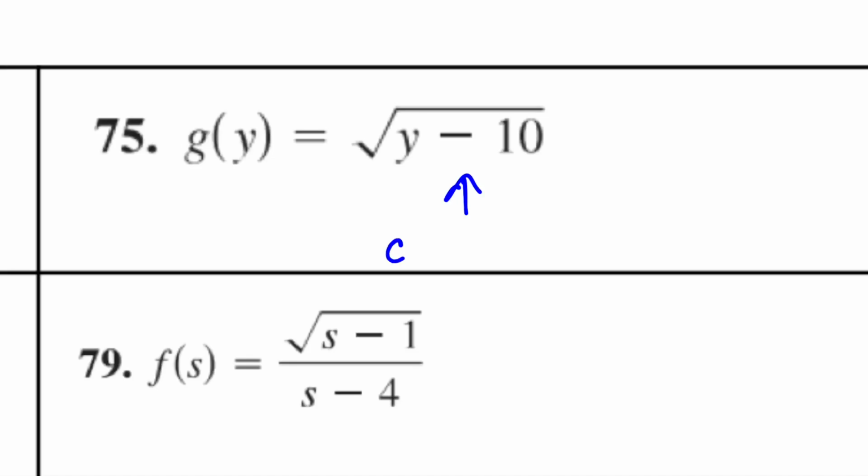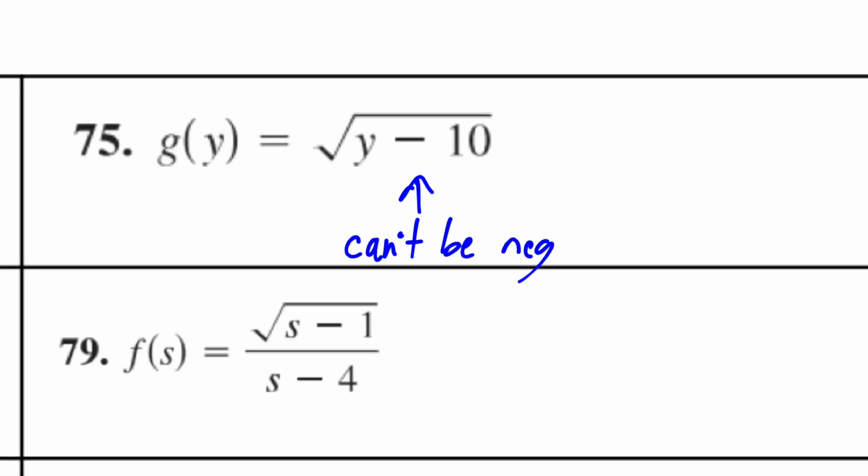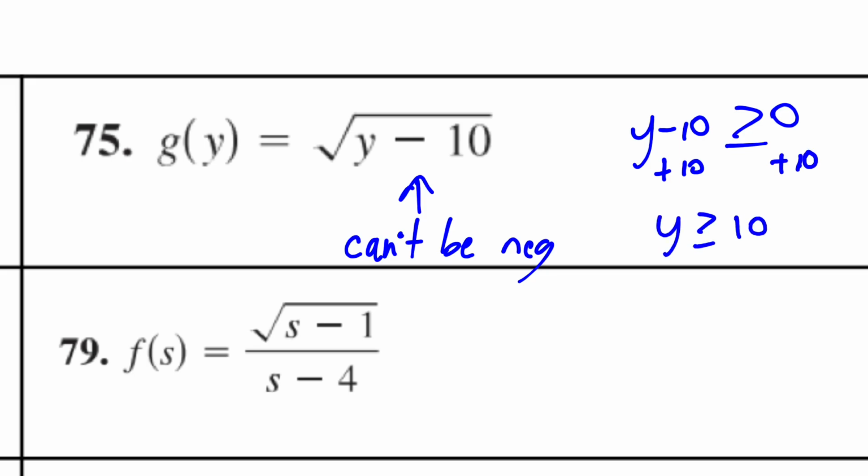This can't be negative. So we write down that y minus 10 has to be bigger than 0. I guess it can be greater than or equal to 0. Then when we add 10 to both sides, we have y is greater than or equal to 10. And that's our domain.